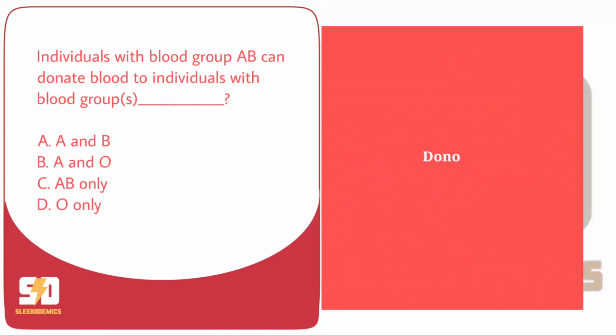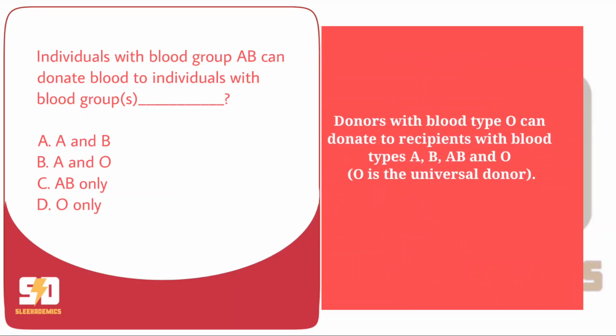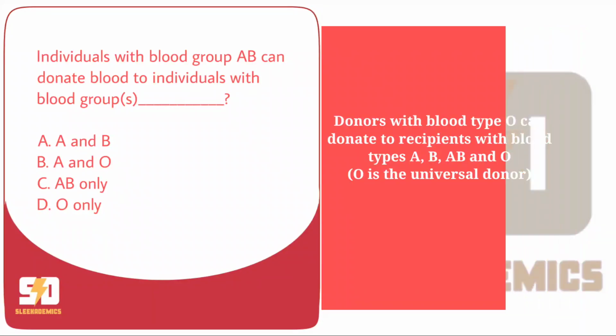But then again, it is to be noted that blood group type O is a universal donor, so it can donate to all the blood group types.